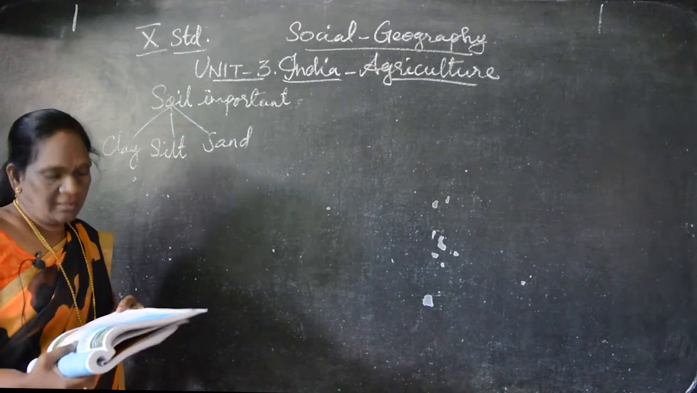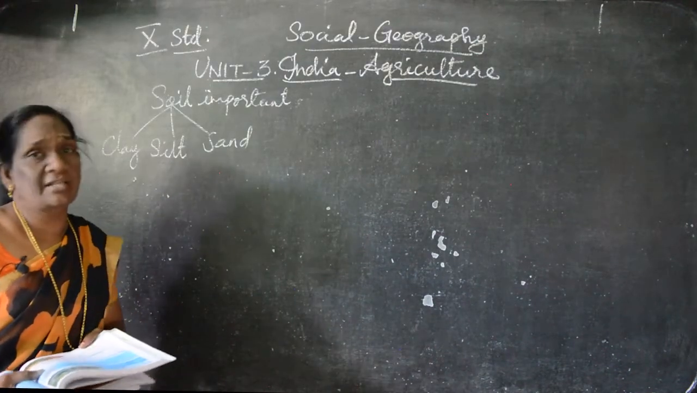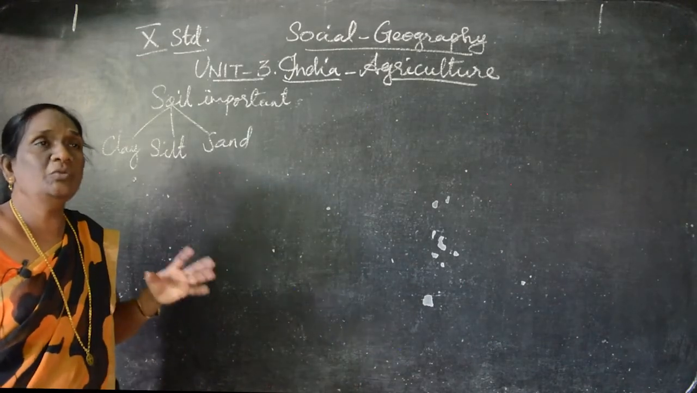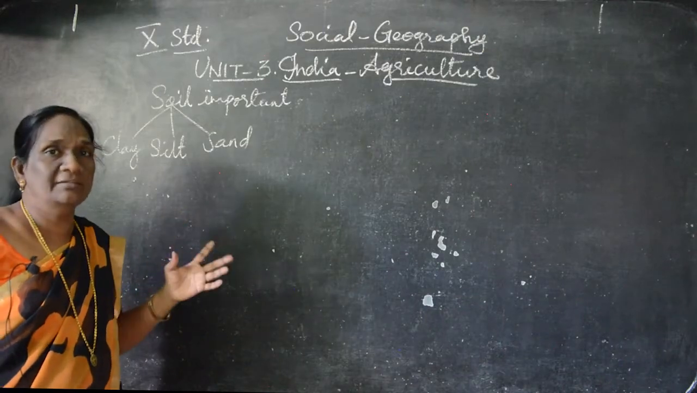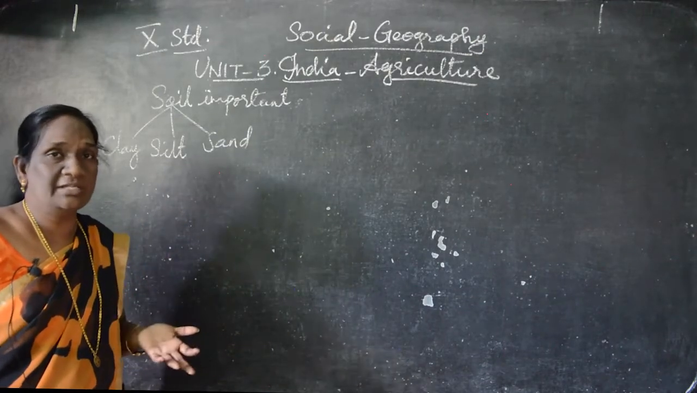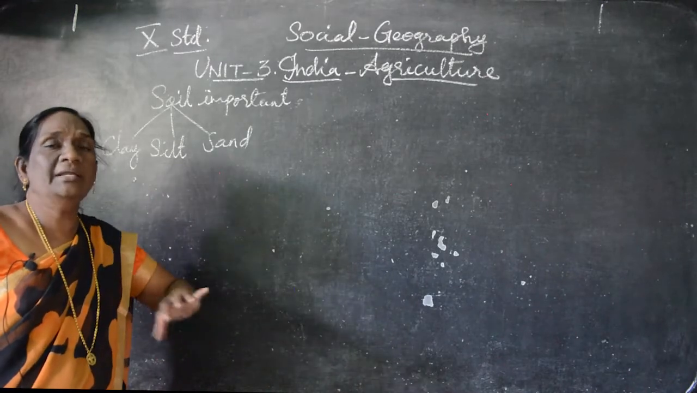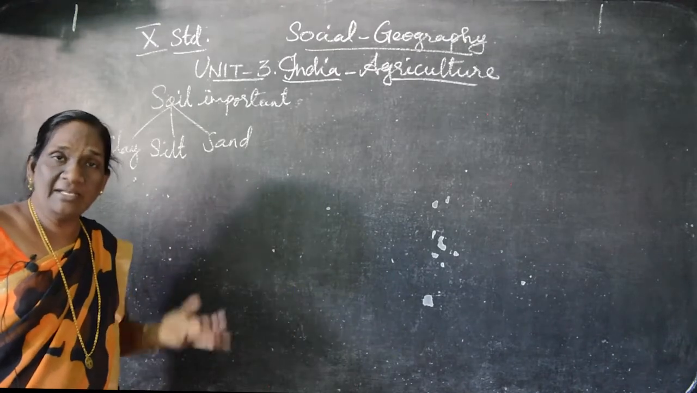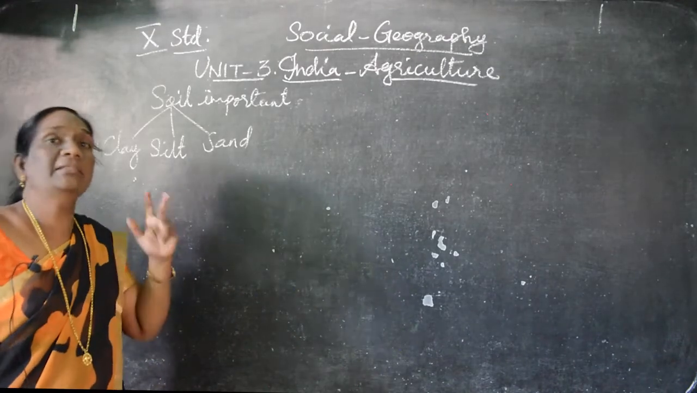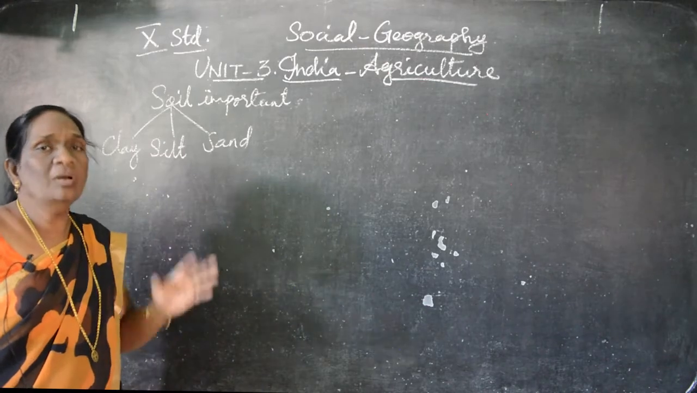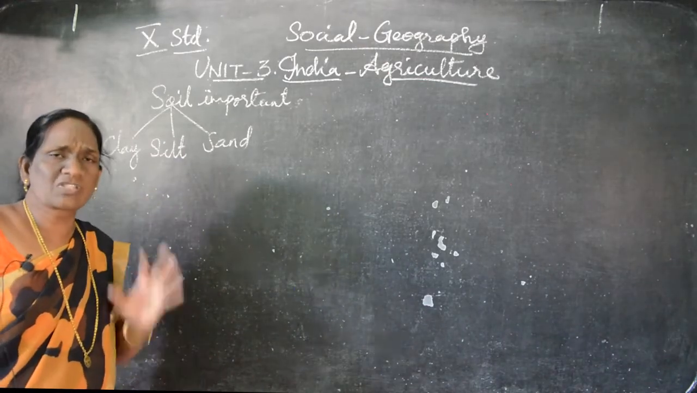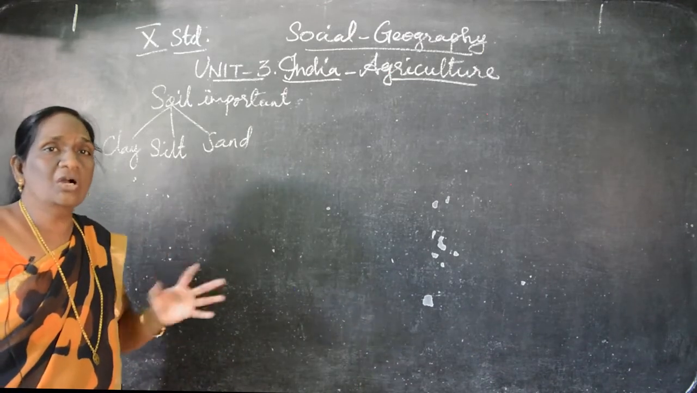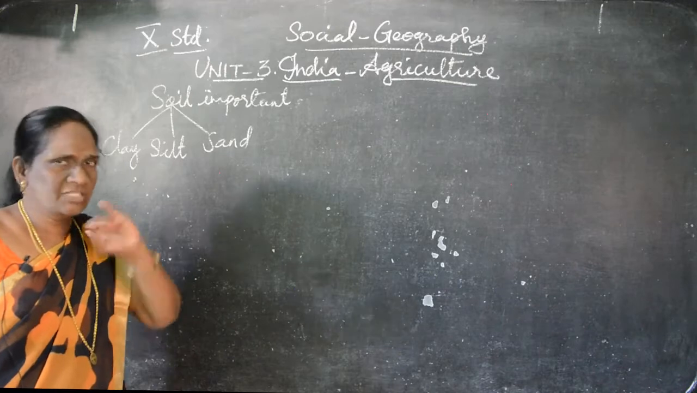Here, how are the soils forming? These soils are forming by the weathering of the earth. In the previous classes you studied about rock, how it bursts into pieces and forms soil. That is the igneous rocks, the sedimentary rocks and the metamorphic rocks. So, the various kinds of soils are forming because of the weathering of the earth. That is one type.